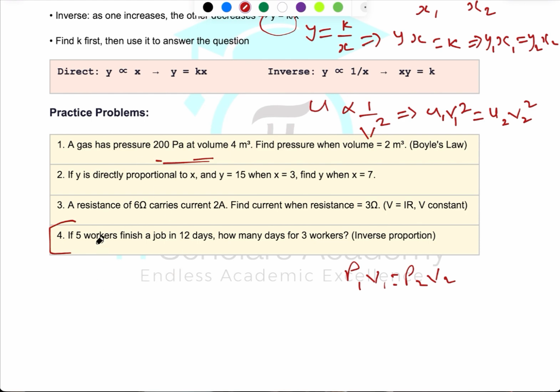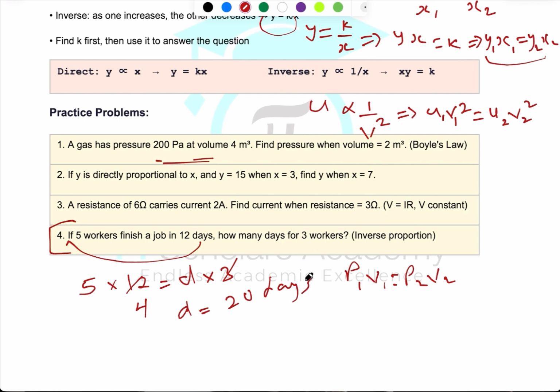Don't stress yourself. Just say 5 times 12 will be equal to what we're looking for, the number of days, multiplied by how many workers? 3. So you can see what I did now. For the first information, I just multiplied them based on what I explained earlier, that when it is inverse variation, you just find the product of these things at a given time and it's going to be constant. So 3 into 12 is going to be 4. And 4 times 5 is 20. So the number of days is going to be 20 days.